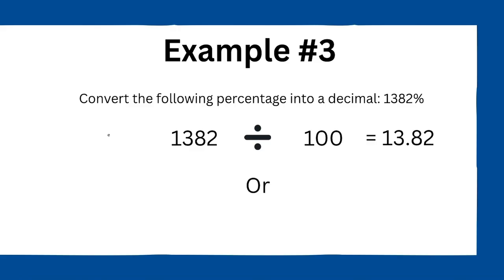So doing that, I write down my number and I start from that 2, and I simply move two places, which leaves my decimal to be in front of my 1 and 3. So that leaves 13 and 82. And then once you add that decimal, you get 13.82. So this is how you can convert a percentage into a decimal.